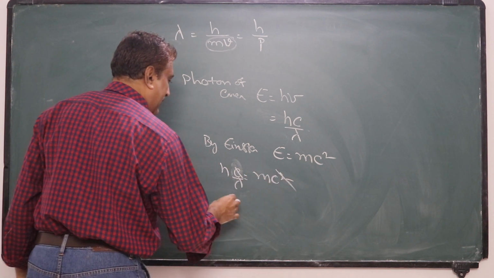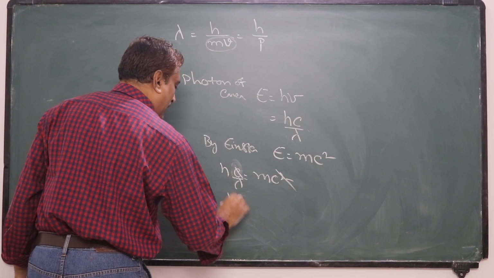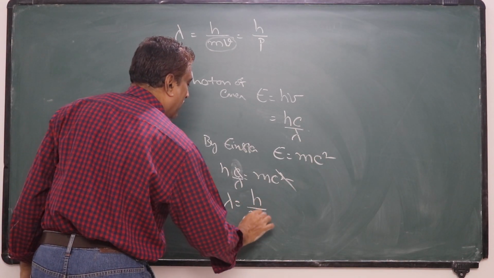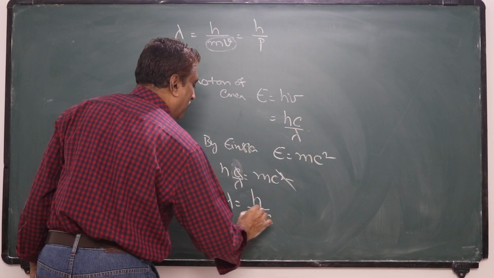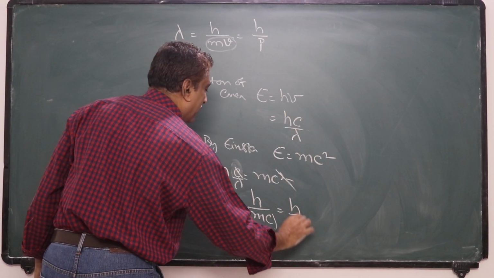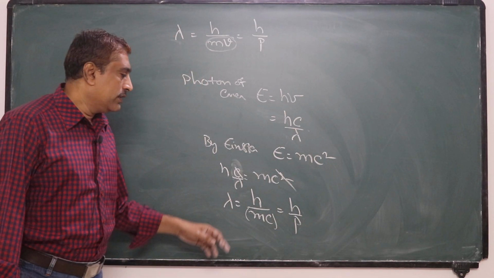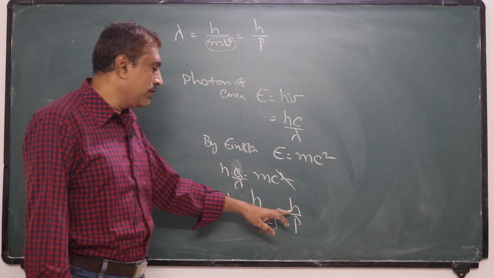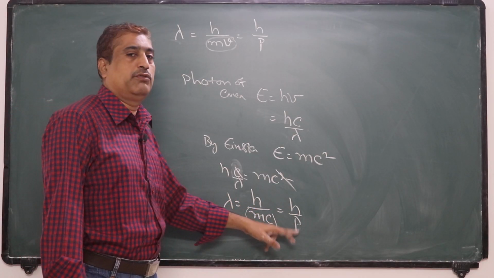So the c gets cancelled. That means lambda is equal to h by mc, that is equal to h by p. Now the wavelength of radiation is equal to the ratio of Planck's constant to the momentum of the photon.